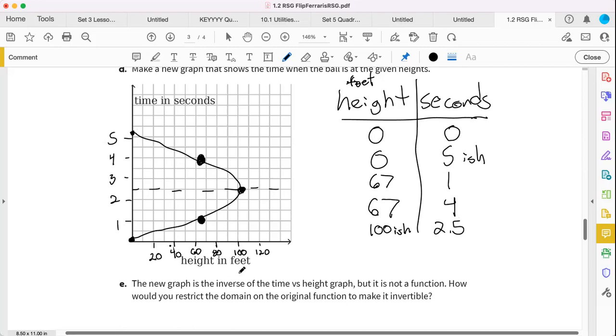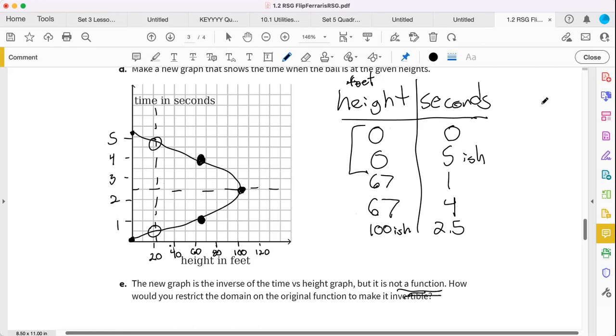E is asking, new graph is the inverse of the time versus height graph. That's no doubt, but it's not a function. And why is that? Well, if you do this vertical line test, this is a little conflicting, the fact that it hits two values. And this right here is a giveaway that this is odd because you have the same input with different outputs. Think about that.